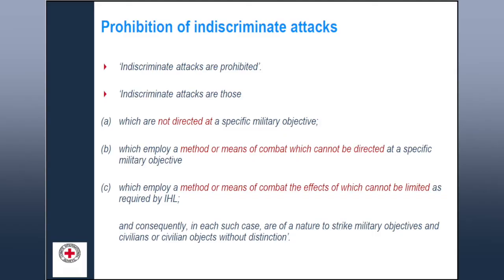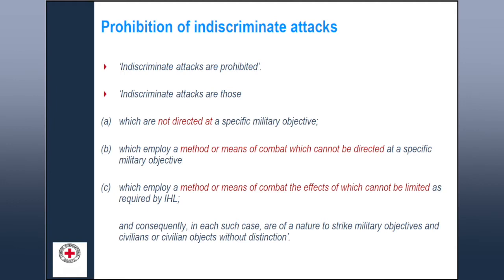Prohibition of indiscriminate attack, just a very few words. There are three kinds of indiscriminate attack: those which are not directed at a specific military objective, that can be with any weapon, and those which employ a means of combat which cannot be directed at a specific military objective or whose effects cannot be limited. And for the second and third category, it is from this that derives the prohibition of indiscriminate weapons by nature.